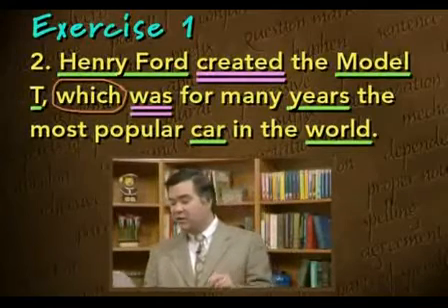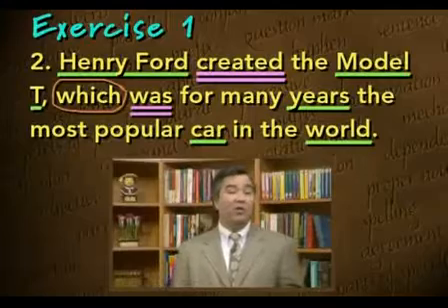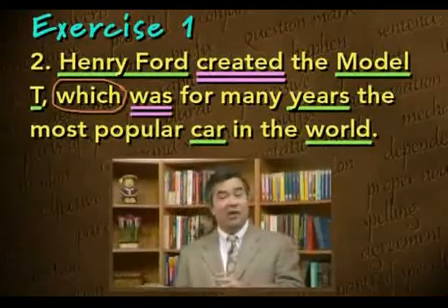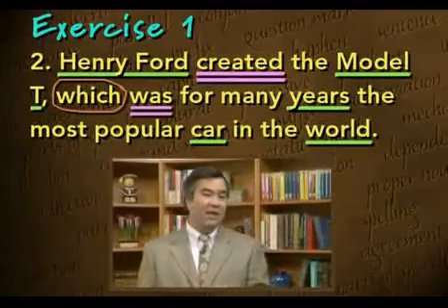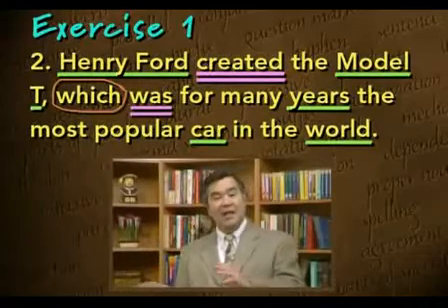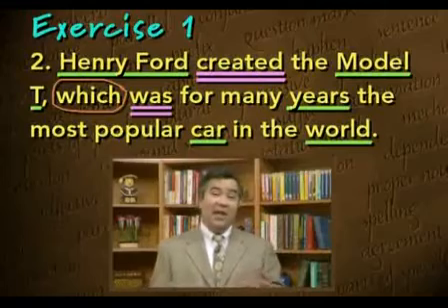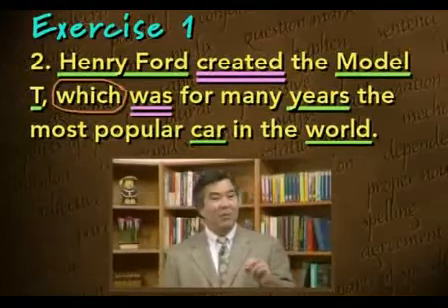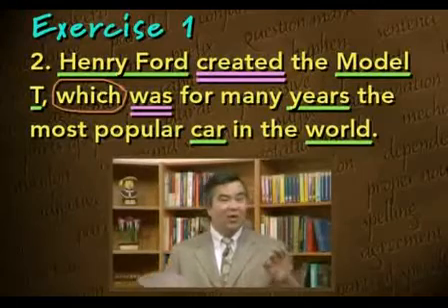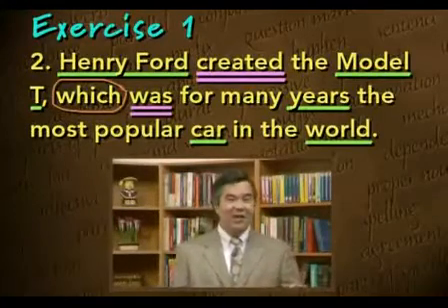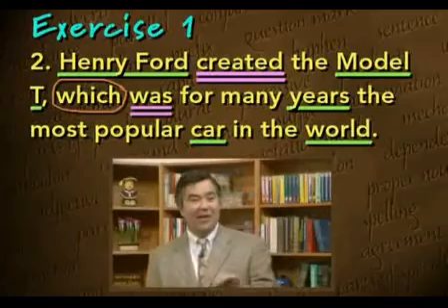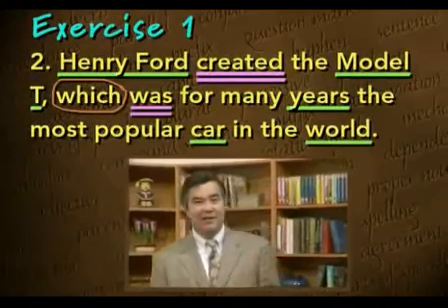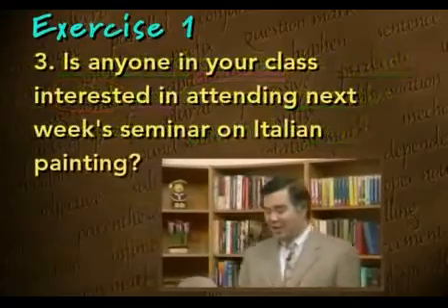The Model T was for many years the most popular car in the world. So a relative pronoun does have an antecedent, just like the personal pronouns that we saw in the previous sentence. Again, it's not important right now to learn the names of the different types of pronouns, but it's good to recognize that a word like which acts more or less the same way as a noun, but which takes the place of a noun, is in fact a pronoun, just as she or he are pronouns. Let's look at the third sentence.